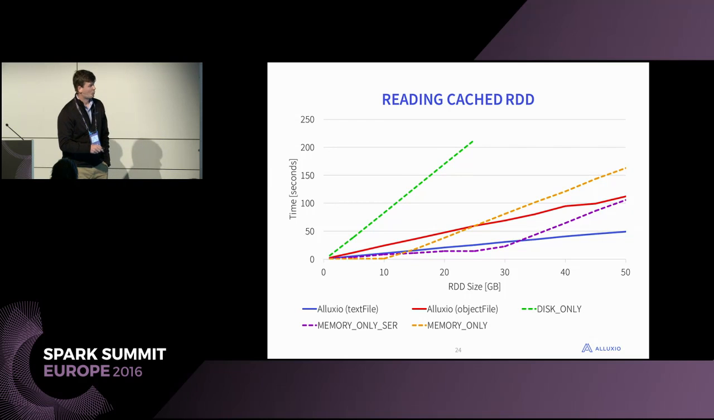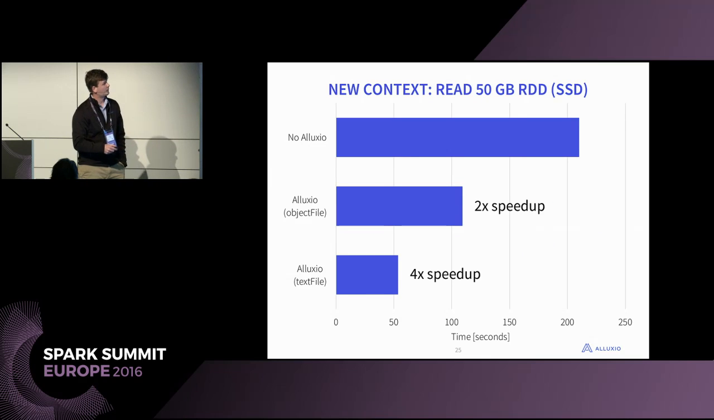And lastly, I want to point out that as we scale the size of the RDD, the Alluxio text file option happens to come out on top. So let's take a look at the 50 gigabyte read using a new context. This is basically just the very last column of the previous graph, comparing the 3 different modes: no Alluxio, Alluxio as an object file, which is roughly 2 times faster to read the data, and Alluxio as a text file, which is roughly 4 times faster to read the data.